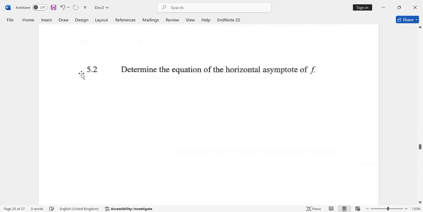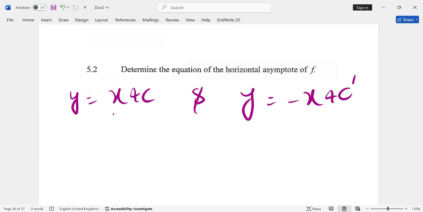So the next question is about 5.2. Determine the equation of the horizontal asymptote of f. The lines of symmetry for a hyperbola are y equals x plus c and y equals minus x plus c prime, where c and c prime are constants, and these lines intersect at the point of intersection of the asymptotes, like x and y.